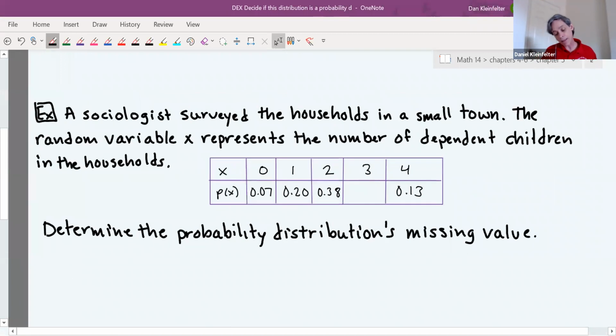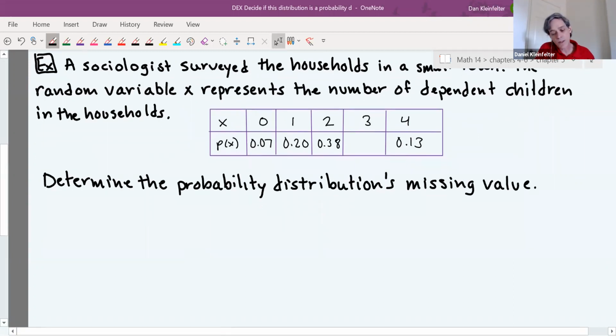Okay, here's another example. A sociologist surveyed the households in a small town. So a sociologist goes door to door, surveys all these households. The random variable X represents the number of dependent children in the households. We're to determine the probability distribution's missing value. What's different on this is we're not trying to decide if this is a probability distribution. Instead, we're told that it is, and we need to figure out what the missing value has to be.